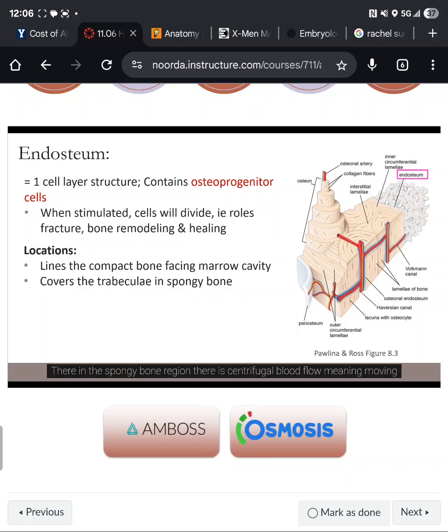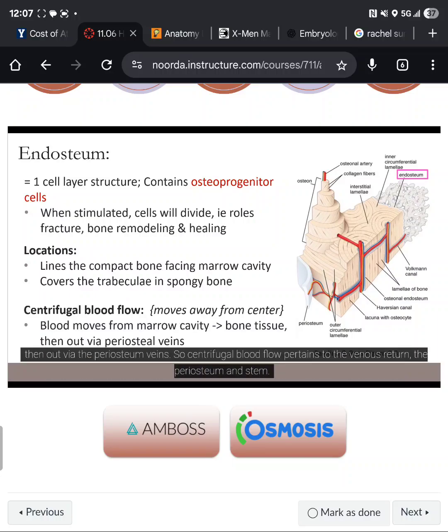There is centrifugal blood flow, meaning moving away from the center, and blood moves from the marrow cavity to the bone tissue, then out via the periosteal veins. So centrifugal blood flow pertains to the venous return.